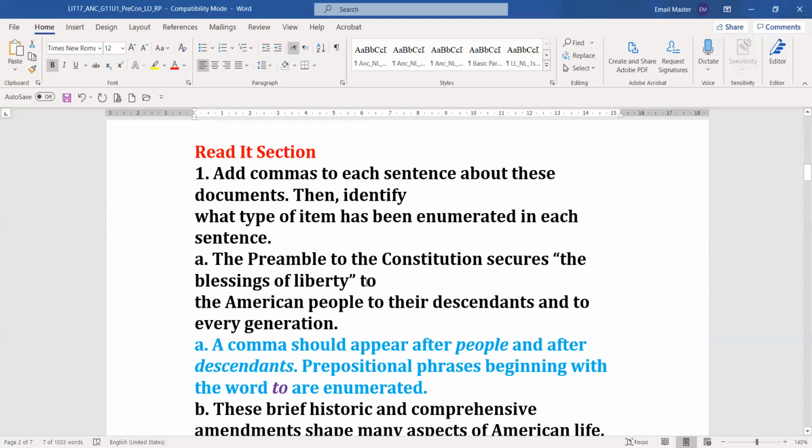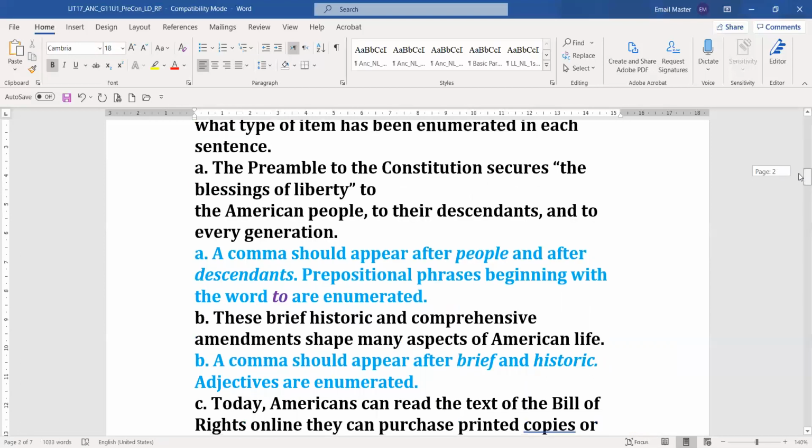So here we have a preposition. To the American people, we put a comma. To their descendants, we put a comma. And to every generation. When we look at this, we call them prepositional phrases, and we put the commas in the correct place.